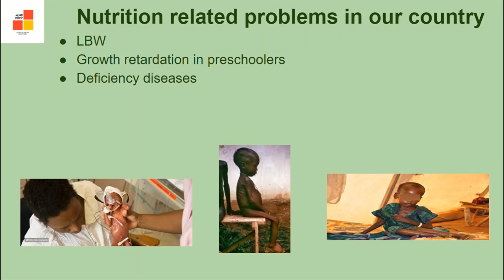Preschoolers from low socioeconomic background have growth retardation. A number of children suffer from various deficiency diseases like night blindness, rickets, anemia, and all these lead to less mental and cognitive development, which in turn causes low quality of life, hence low economic growth of the country.